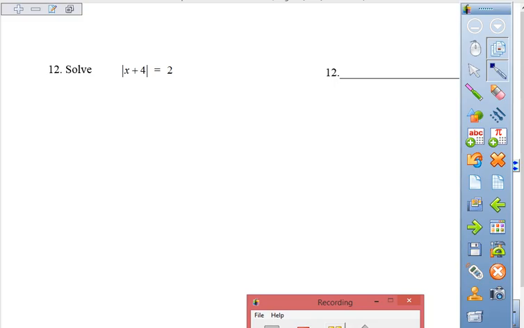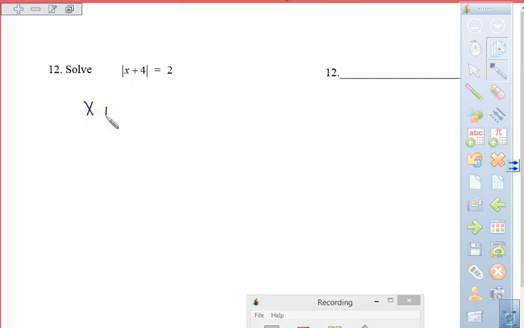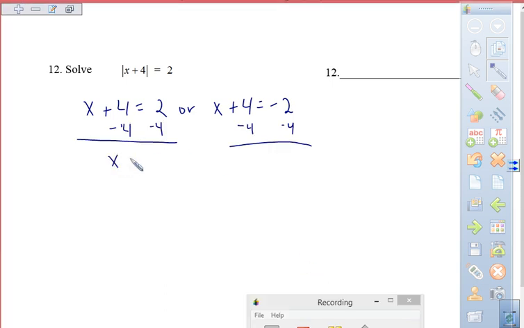So we have the absolute value of x plus 4 is equal to 2. So we get two equations. X plus 4 is equal to 2, and x plus 4 is equal to negative 2. So you could have this answer, or you could have this answer. So what we're going to do is solve each one separately, and we get x is equal to negative 2, or x is equal to negative 6. So we have two separate answers. Don't you dare write those as a coordinate. Those are not coordinates. Those are two separate answers.